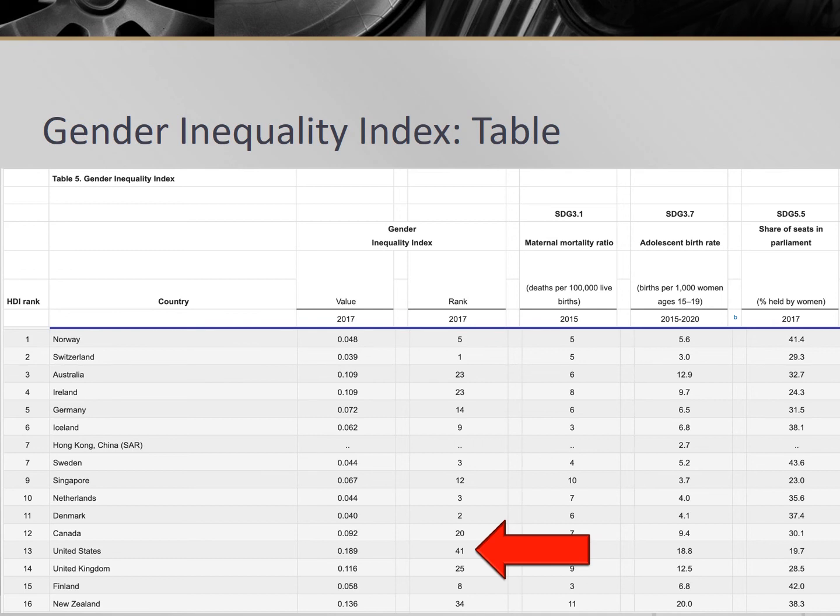But we score slightly better rankings when it looks at the percentage of women with a secondary education. We are 8th when we look at the top 15 countries. And female labor force participation rate, we are 12th out of the top 15 countries, again, on the Human Development Index.